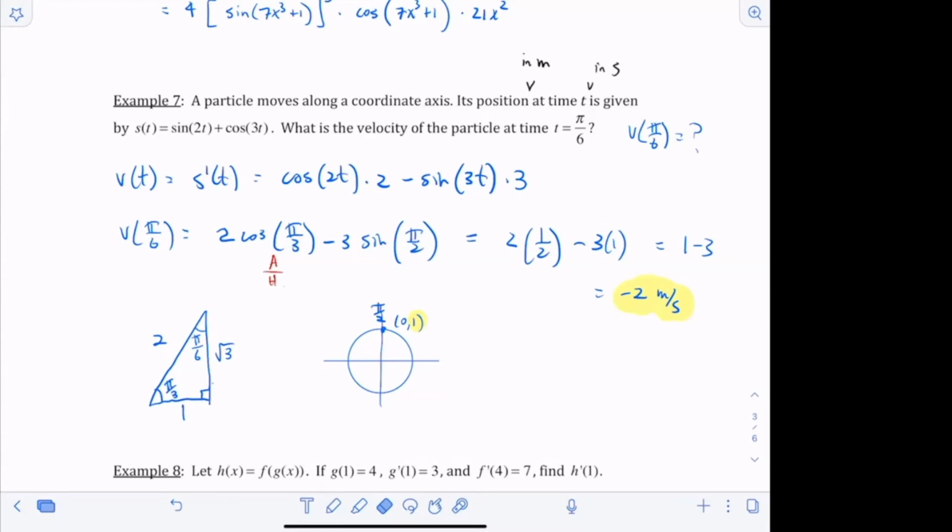Backwards is correct. Why is it moving backwards? Because the sign is negative. So usually positive is forwards and backwards is negative.